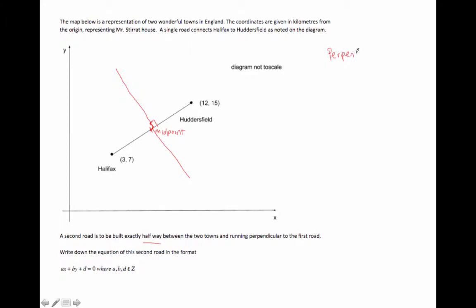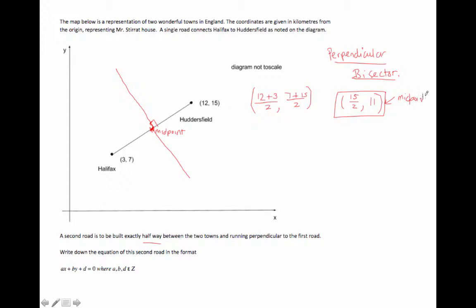So this question is actually asking you to find the perpendicular bisector of the line that runs from Halifax to Huddersfield. In order to find the perpendicular bisector, like I just said, it needs to go through the midpoint. So we need to find the value of the midpoint. For the midpoint, we find halfway between the x-coordinates by adding them and dividing by 2, and halfway between the y-coordinates by adding them and dividing by 2. So the midpoint is going to be at 15 over 2, we'll leave it as a fraction, on the x-axis, and 7 plus 22 over 2, so 11, on the y-axis. You would get some marks for saying that this is the midpoint.